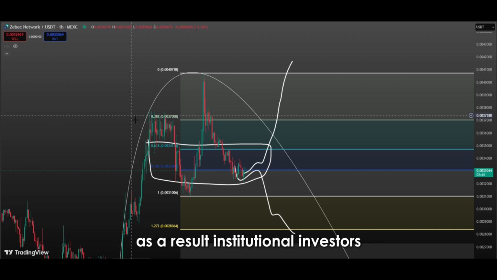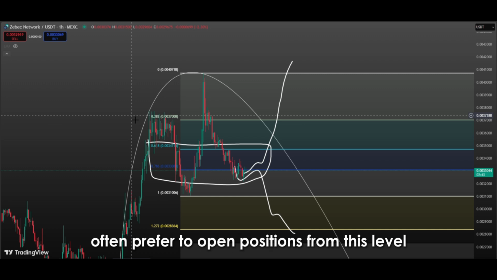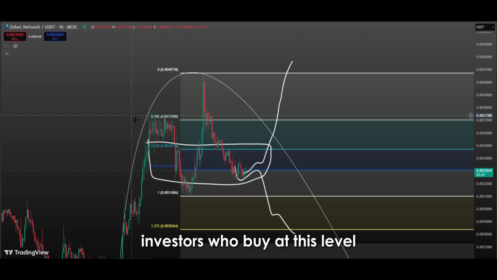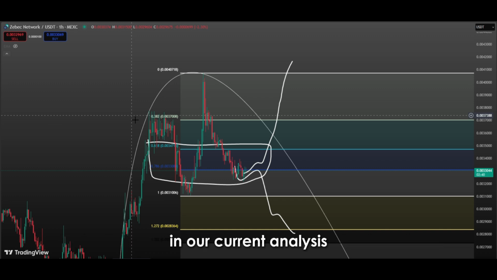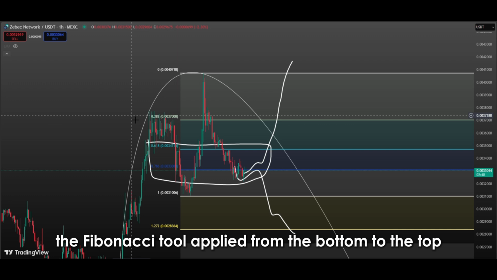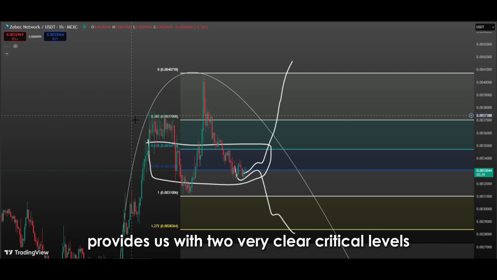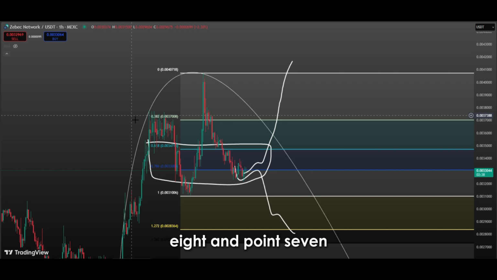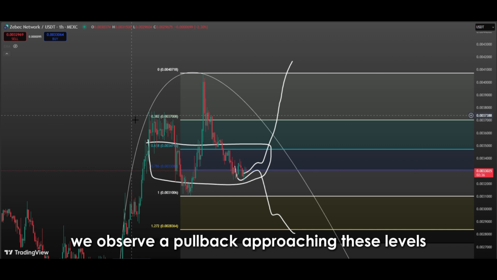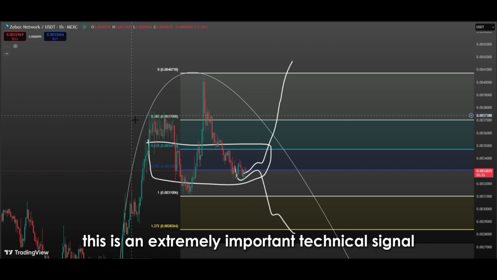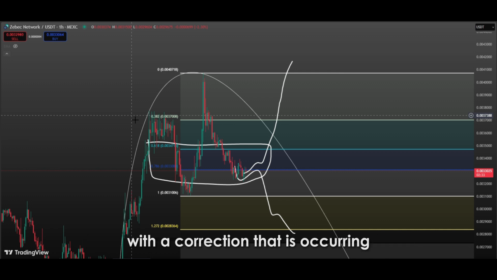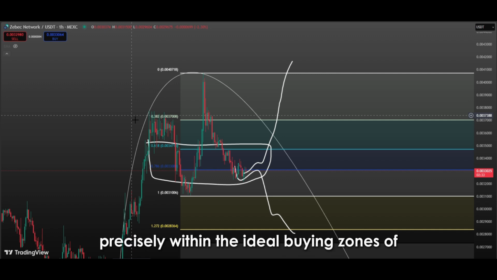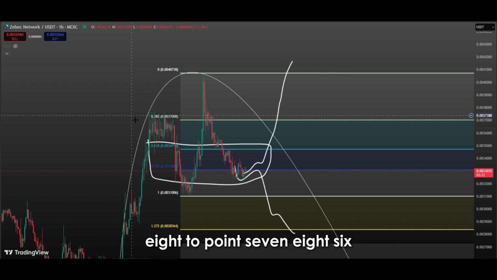As a result, institutional investors and large funds often prefer to open positions from this level. Investors who buy at this level typically have lower risk and higher potential returns. In our current analysis, the Fibonacci tool applied from the bottom to the top provides us with two very clear critical levels, 0.618 and 0.786. Upon examining the price movement, we observe a pullback approaching these levels. This is an extremely important technical signal, as the price is balancing the energy used to form the previous uptrend with a correction that is occurring precisely within the ideal buying zones of 0.618 to 0.786.